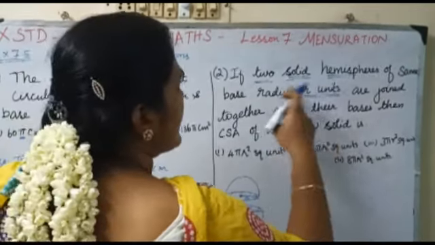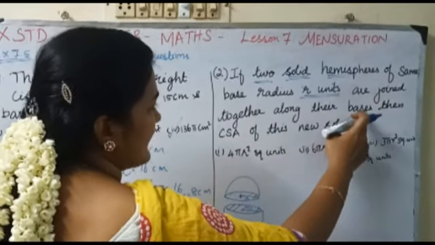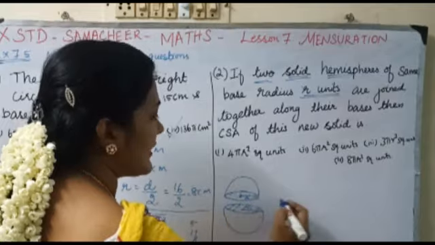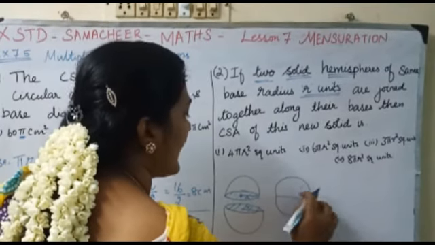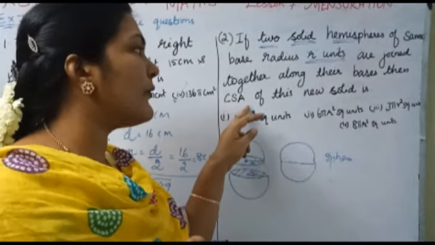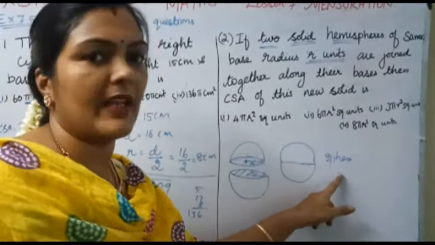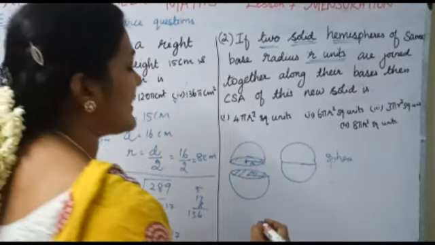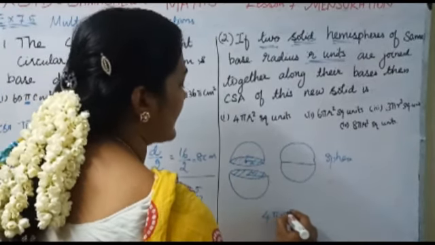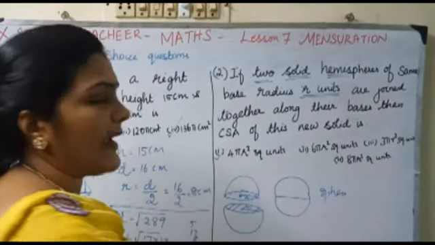So here these two hemispheres are joined together along their bases. See, these are their bases. Now we are joining. If you join these two, you will get a sphere. What is the curved surface area of this new solid? So our new solid is a sphere. Curved surface area of the sphere is 4 pi r square. The answer is the first option, 4 pi r square square units.